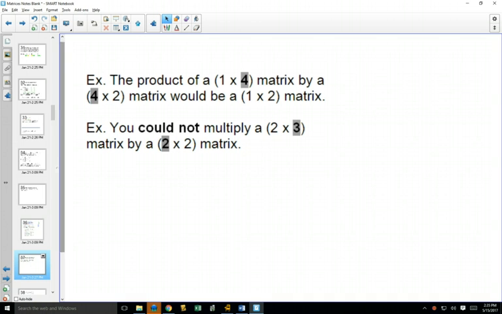So if you had a 1 by 4 by a 4 by 2, those could be multiplied together, and your answer would be a 1 by 2. These ones you couldn't multiply together because the middle numbers don't match. But if you switched them around, if you decided to multiply the 2 by 2 by a 2 by 3, then they could be multiplied together. So the order that you multiply things does matter and can affect the answer.